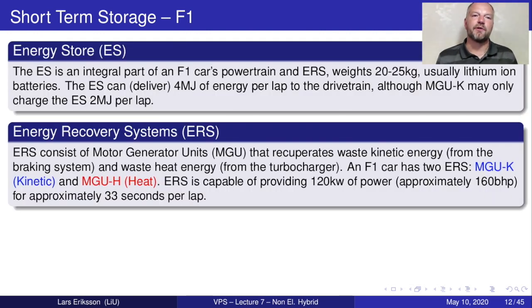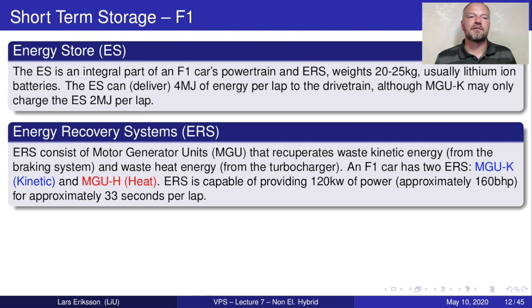Some terminology used in Formula 1 is that they call the battery the energy store. The energy storage is an integral part of the powertrain and the energy recovery system. Its weight is about 20 to 25 kilograms. It's usually a lithium-ion battery, and it's allowed, according to the rules, to deliver 4 megajoules of energy per lap to the drivetrain. Although the MGU-K, the one that is connected to the crankshaft and does regenerative braking, may only charge the energy store with 2 megajoules per lap. So the rest has to be taken from the thermal component that's connected to the turbocharger.